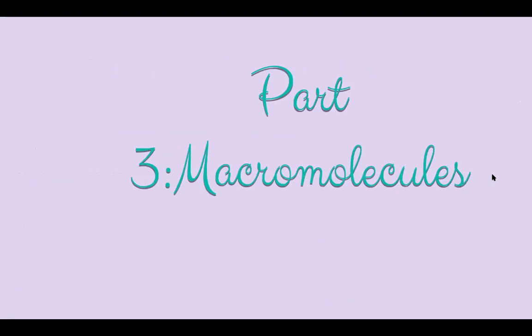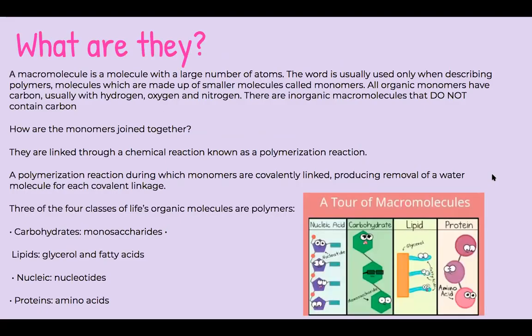So part 3, macromolecules. A macromolecule is basically a molecule with a large amount of atoms. This word is usually used when describing polymers, which are molecules that are made up of repeating monomers. All organic monomers have carbon, usually with hydrogen, oxygen, and nitrogen. So how are monomers linked or joined together? They are linked through a chemical reaction known as a polymerization reaction.